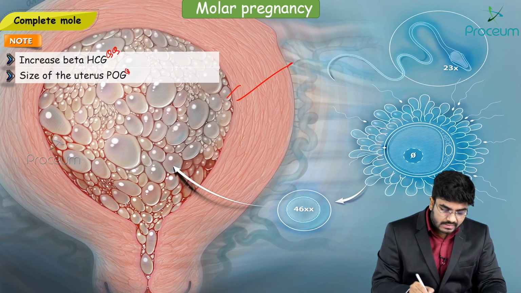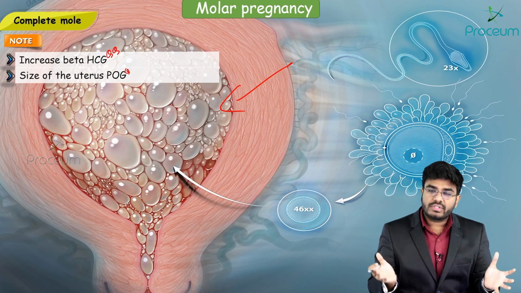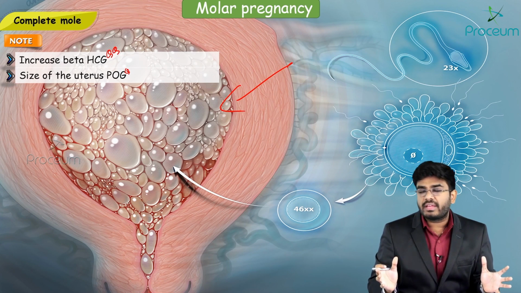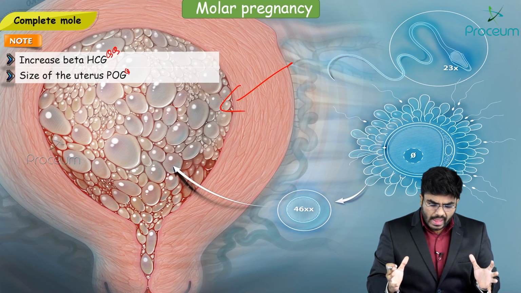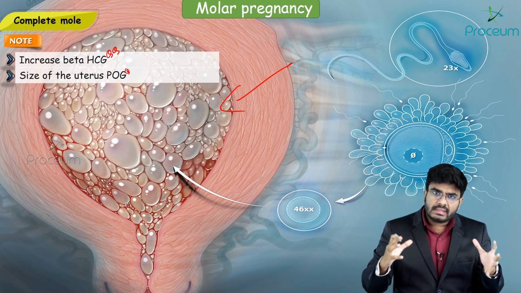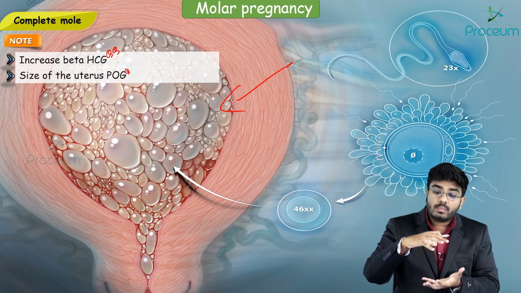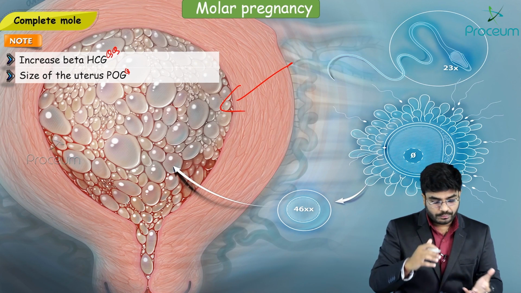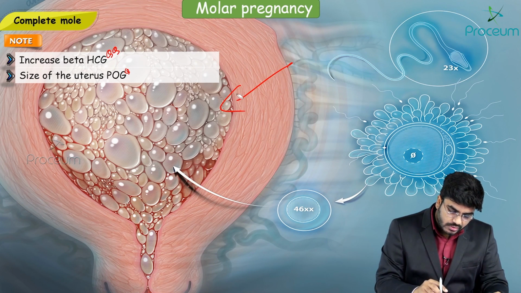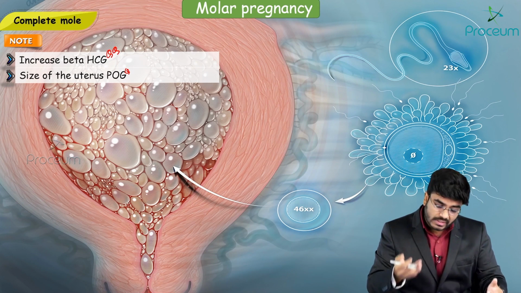Now you can clearly see here that the entire uterine cavity is filled with these grape-like vesicles. As it is proliferating too much, the uterine size is more than the period of gestation. Yes, true. The size of the uterus does not correspond to the period of gestation, it is more than the period of gestation.